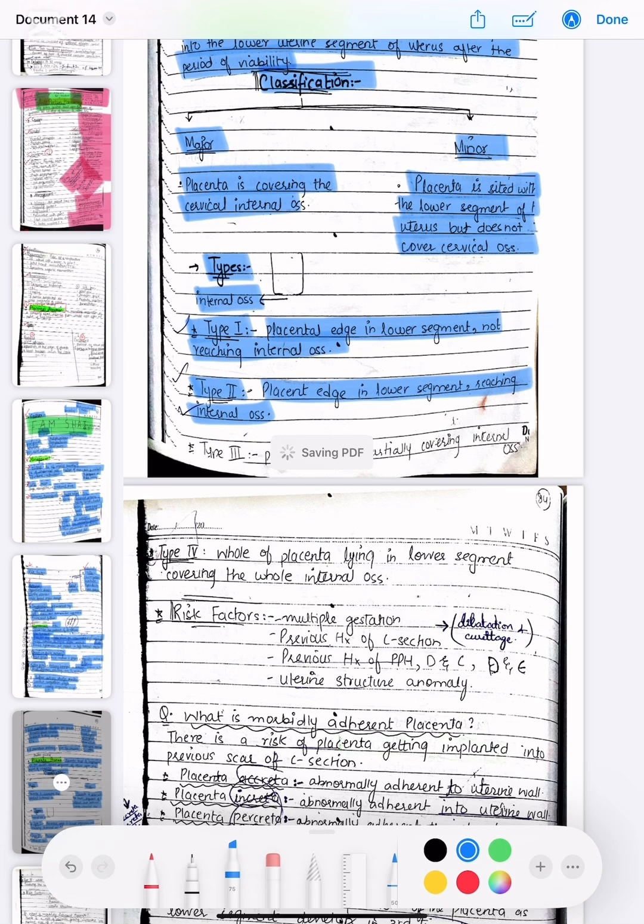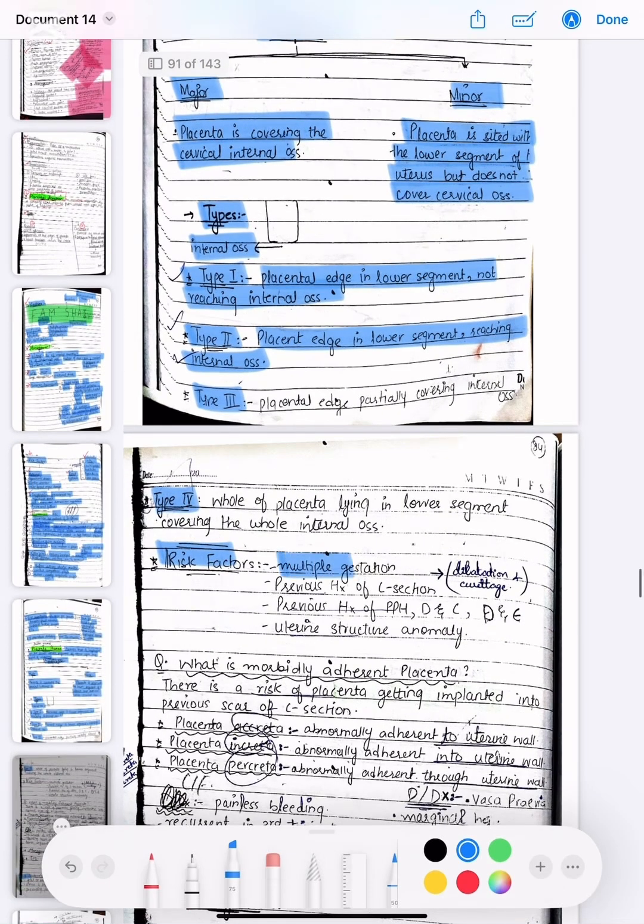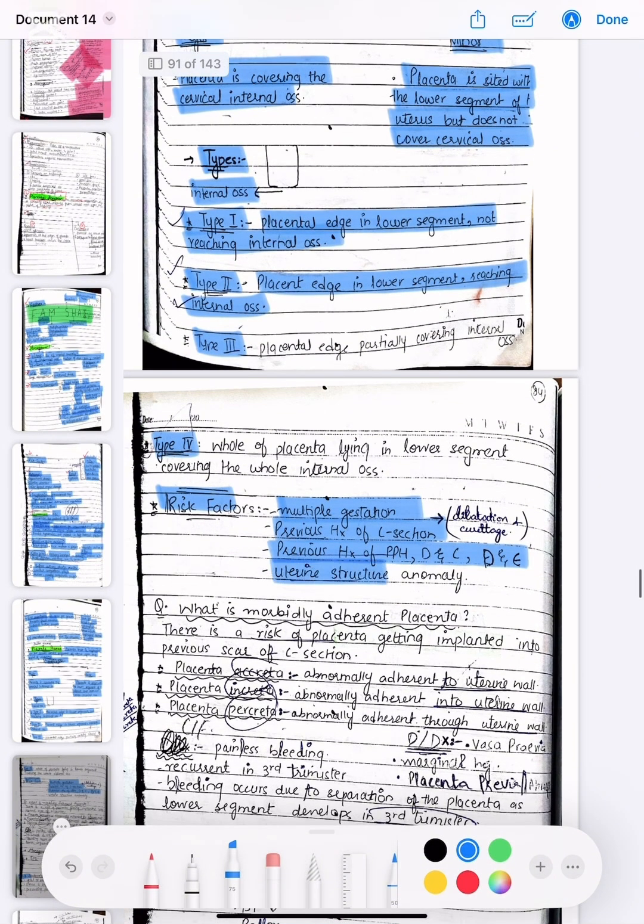Now the risk factors are multiple gestation, previous history of C-section, previous history of postpartum hemorrhage, dilatation and curettage, and uterine structure anomaly. These patients are at risk of placenta previa. This is type 3, this is type 4, and these are the risk factors.